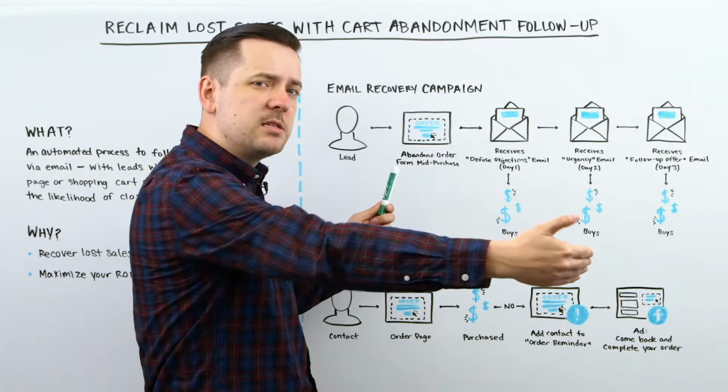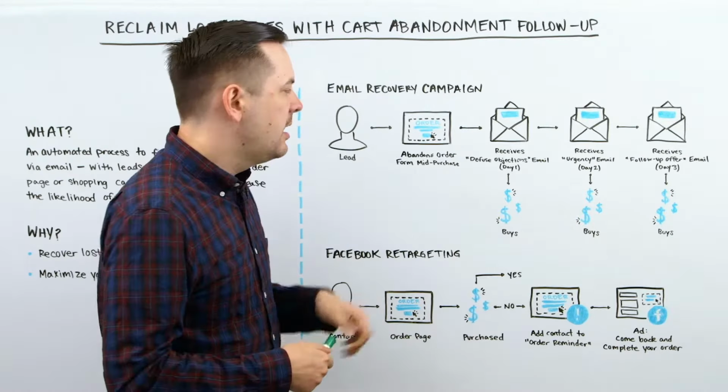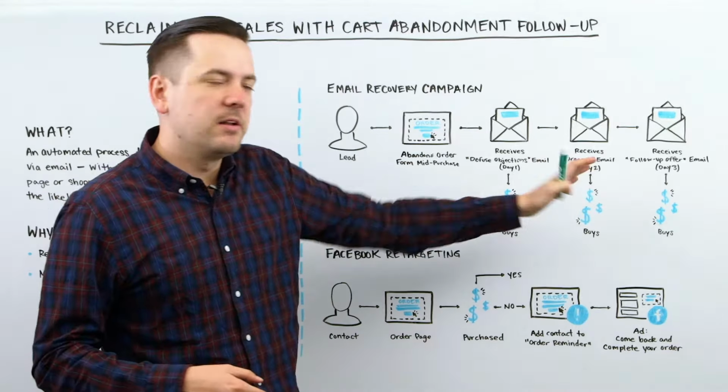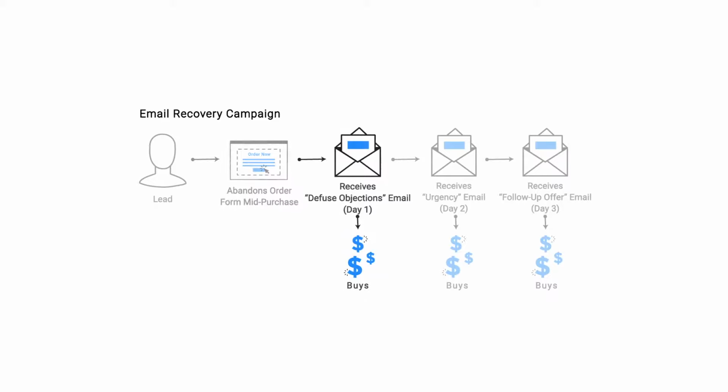So you'd say, hey, they visited this page, but they didn't buy my product. Then you'd tag them or do whatever you need to do. Either way, you identify them and drop them onto an email funnel. The first email is what we call the diffuse objections email.